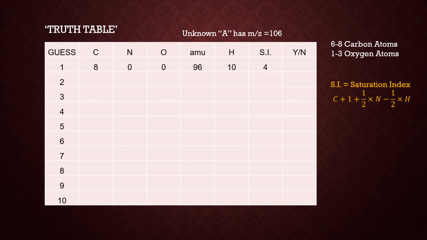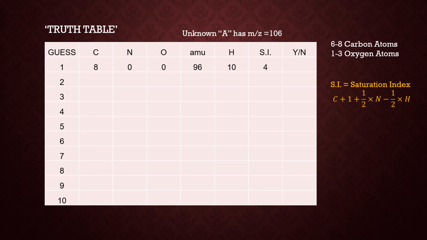So starting with the benzaldehyde from the last lecture, the unknown I have postulated as having an A, being the molecular ion, with an M to Z of 106. And as the data indicated, I have somewhere between 6 to 8 carbon atoms, 1 to 3 oxygen atoms. The saturation index formula is given below. And my first guess will be just to see if there is a simple hydrocarbon that can give me this framework.